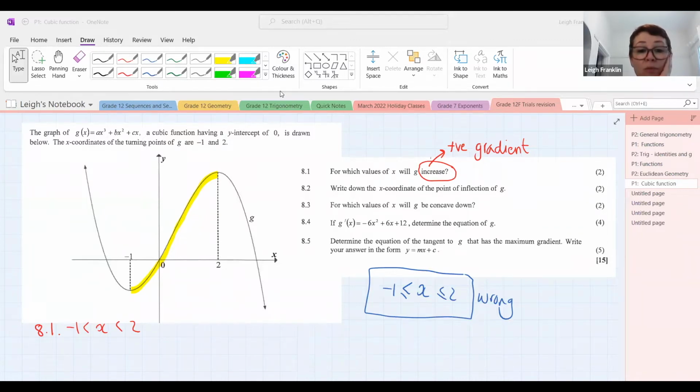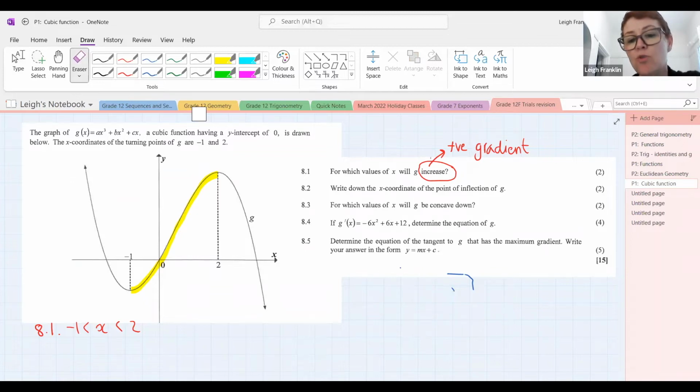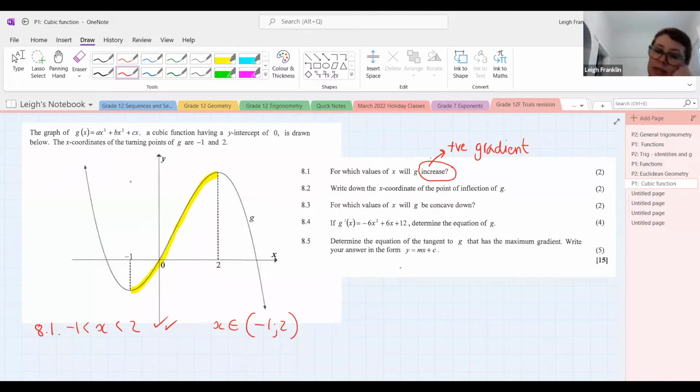Okay, because at -1 and 2, the gradient is not positive. Okay, the gradient is 0. So the gradient is 0 at -1, and the gradient is 0 at 2, and that's why we would not include those values. Okay, and for a question like that, you can't get part marks. So you can either get 2 or nothing. All right, so it has to be written like this. Or your alternative is to say x is an element from and use round brackets, smaller number on the left, larger number on the right, and then round brackets again because neither value is included.